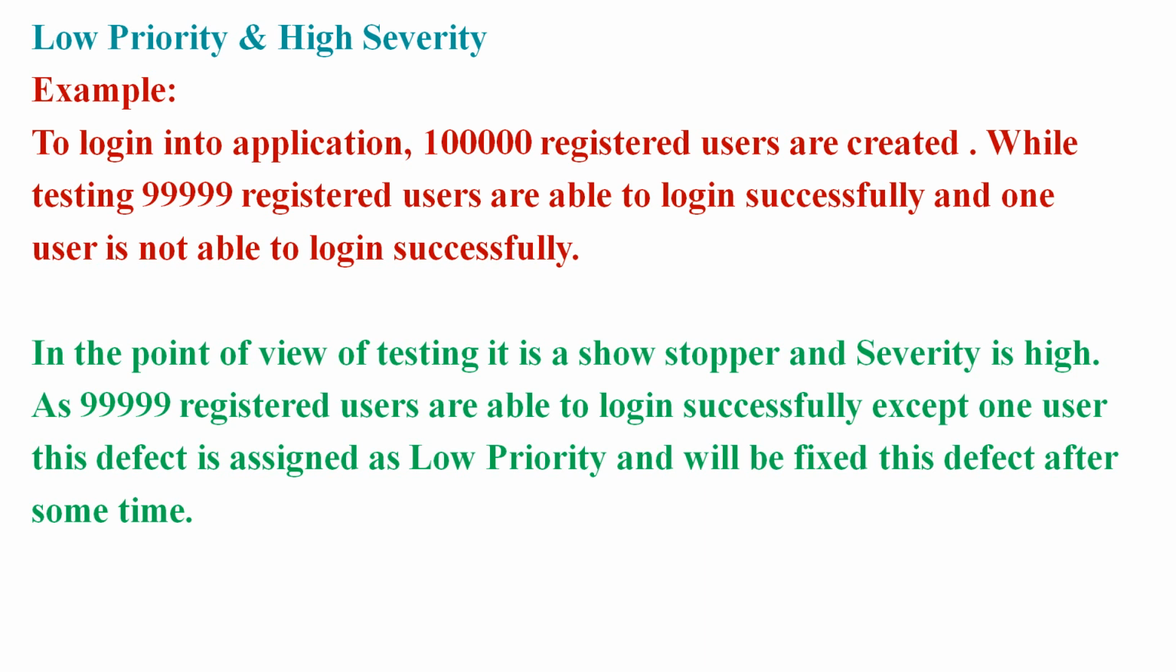I will fix that defect after some time, not immediately, not urgently, because you can perform the testing by using 99,999 registered users, except one registered user. That's why he has assigned the low priority for this defect. In the perspective of testing, yes, it is high severity because it is a showstopper for that particular user. Clear? Like this, you have to explain the examples for the combinations of severity levels and priority levels of the defect in a different way, not in a general way.